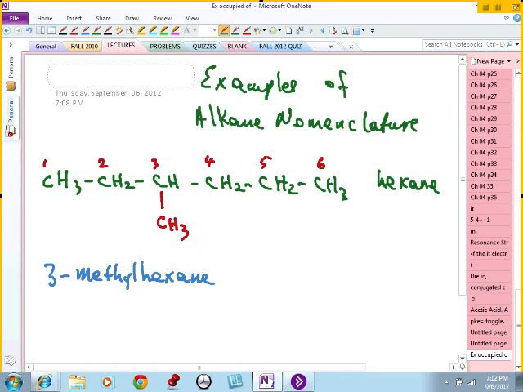Let me write this here. Branch or substituent. In this case, this methyl group here, we refer to this as a substituent or a branch. So the carbon that is attached to a substituent or a branch must be given the lowest possible number when you number the longest carbon chain.